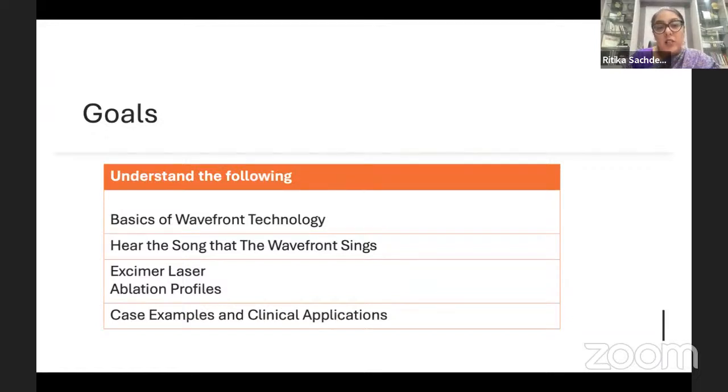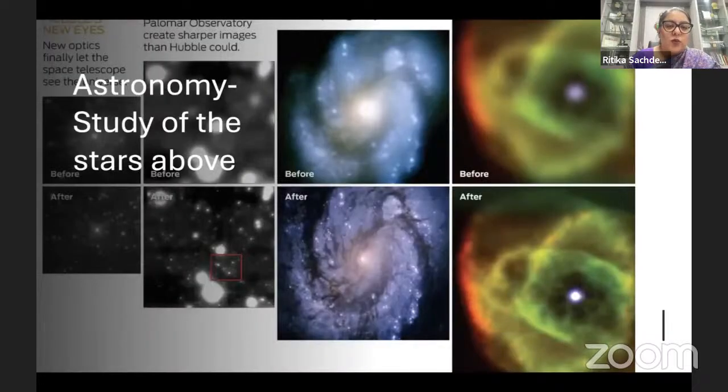It'll cover the basics of wavefront technology to allow you to hear the song that the wavefront sings. We will cover how it has been incorporated in Excimer lasers and how it has modified ablation profiles. And interspersed in all this would be case examples and clinical applications. So before we start, I think we don't have the ability to interact, but I'll still be asking questions and answering them, perhaps myself, or having the panel answer them. So wavefront actually doesn't come to us from ophthalmology.